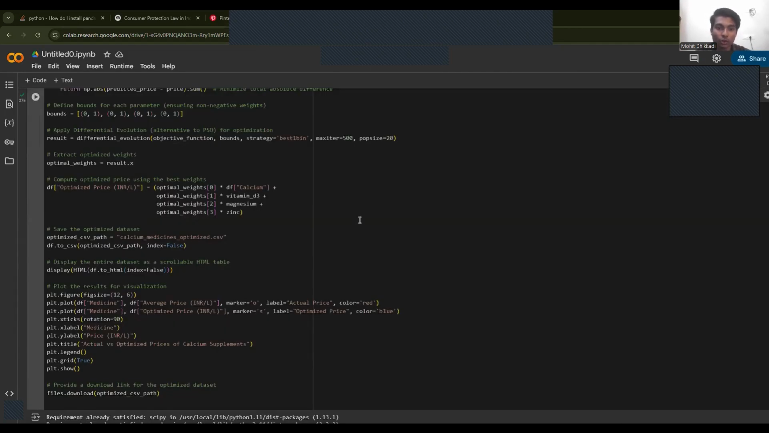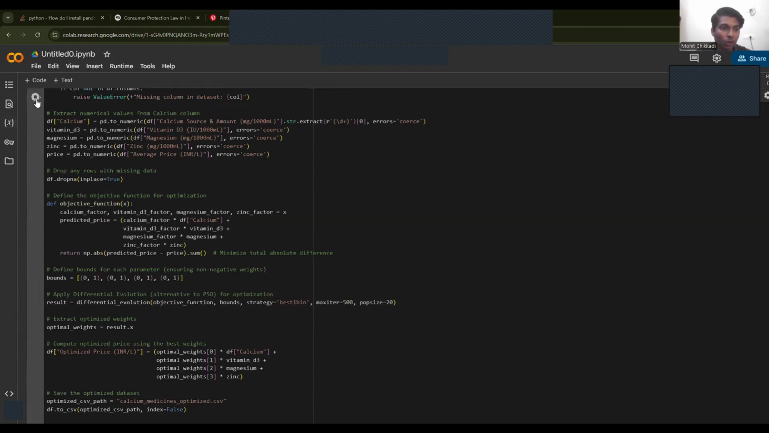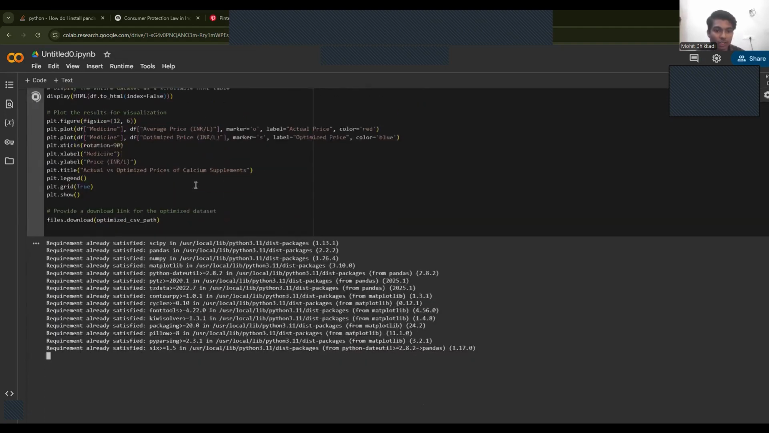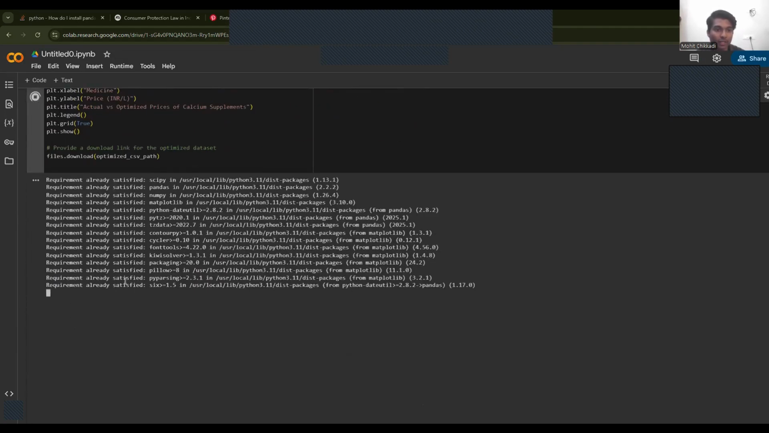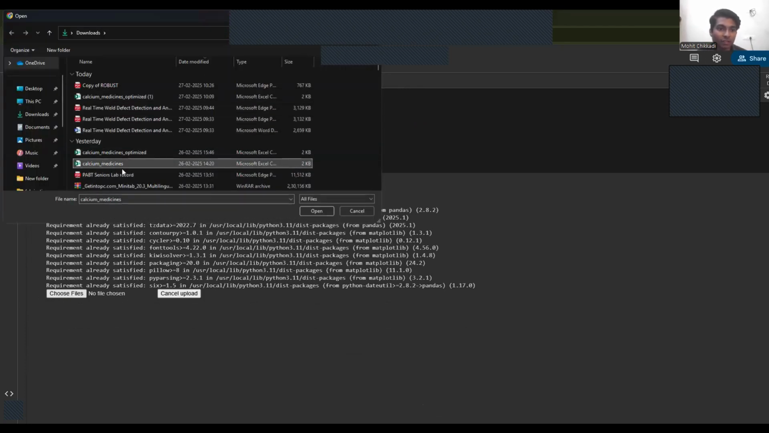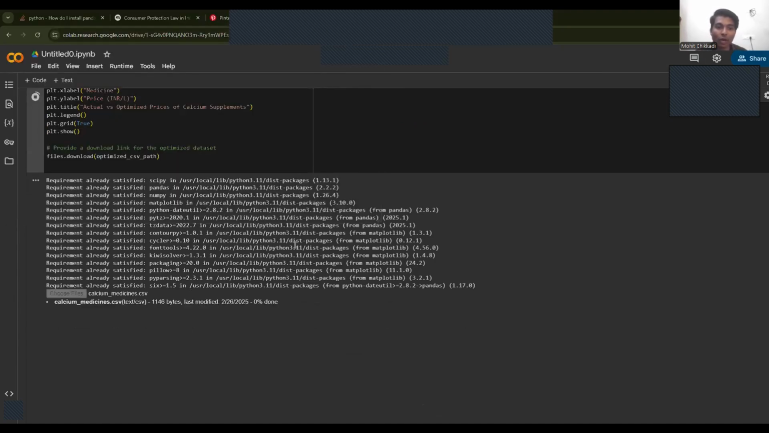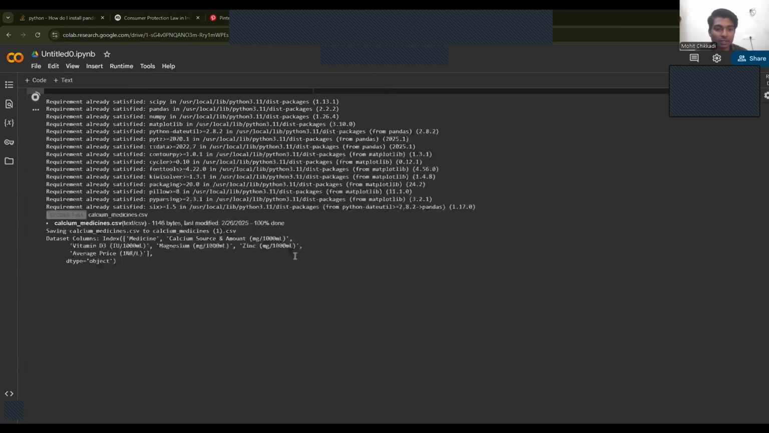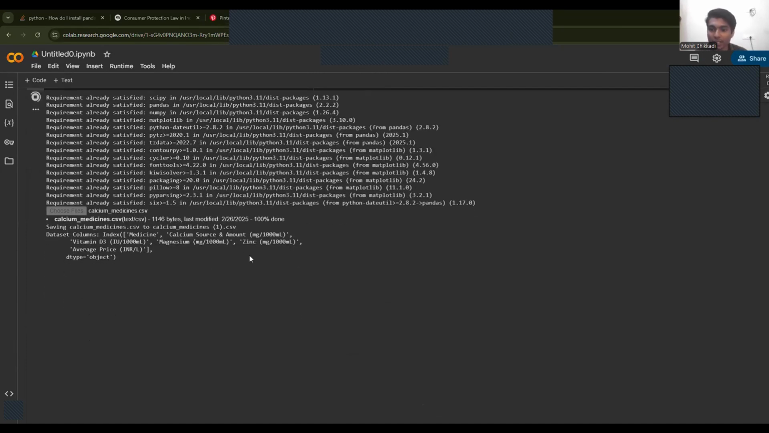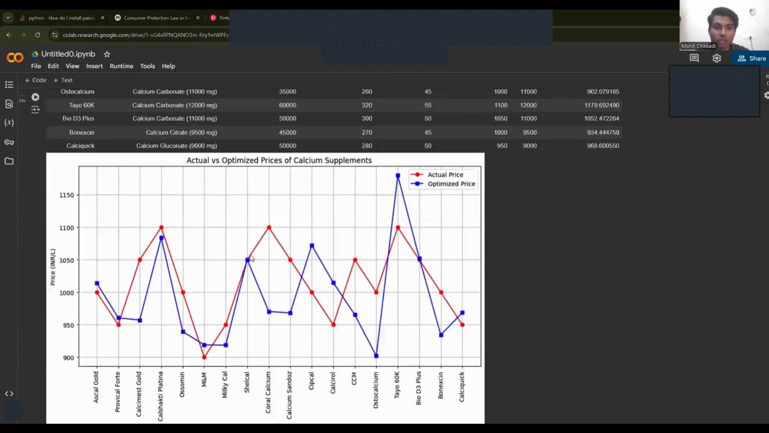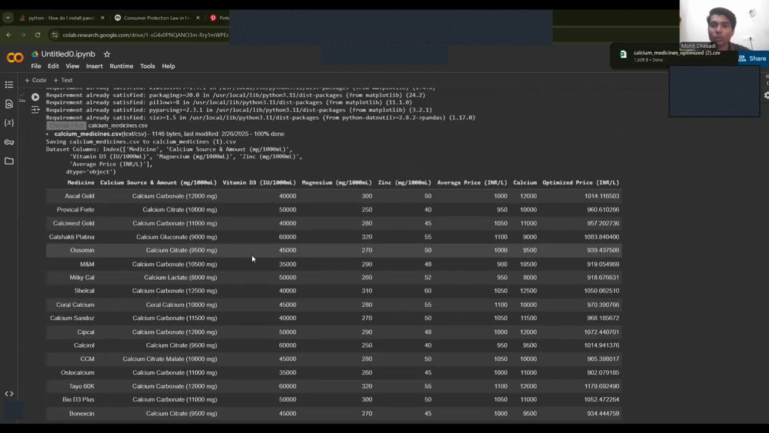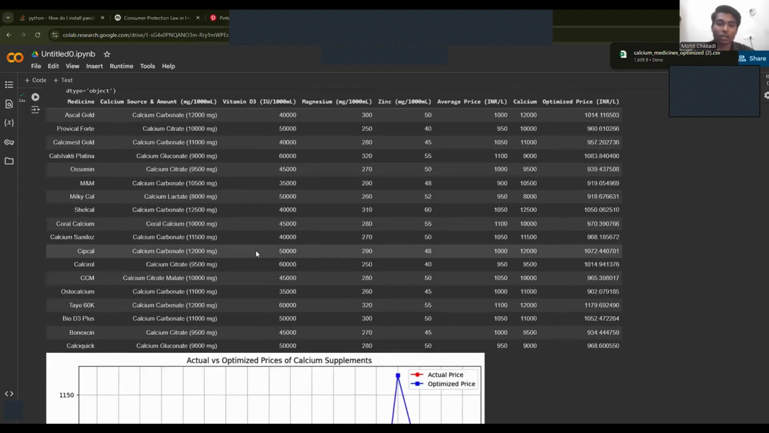We'll just look at how the code runs. So we'll go ahead and run the code. As soon as the code runs, initially it will download all the required packages. Once that is done, it will ask us to choose the file. We have a file called calcium medicines. This is the CSV file of our data set. We will go ahead and open it. Once that is done, it does all the required calculations, and it displays the table along with the optimized pricing.